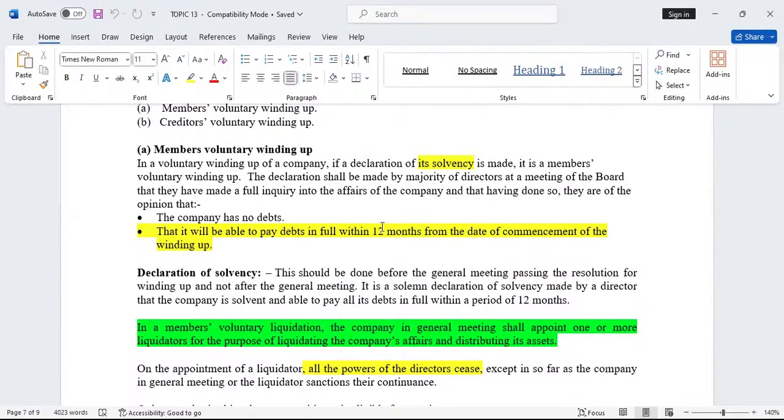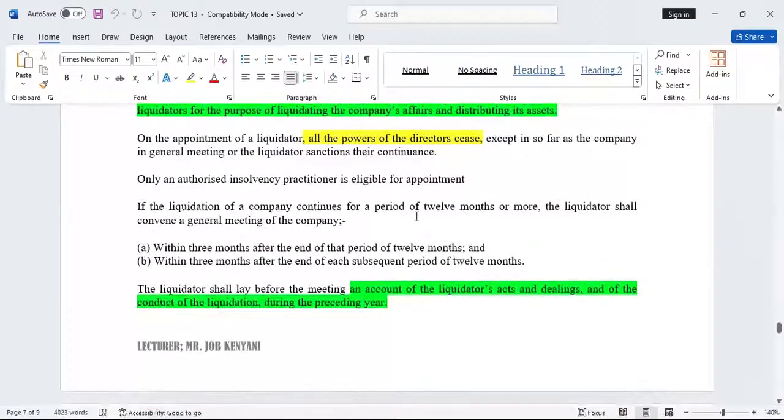Then overall, once liquidation has come to an end, and all the expenses and all the liabilities have been settled, what normally happens is that there'll be a preparation of a liquidation report. Whether it is compulsory or voluntary, there'll be a preparation of what we call a liquidation report. And of course, the liquidation report will be presented to the Register of Companies.